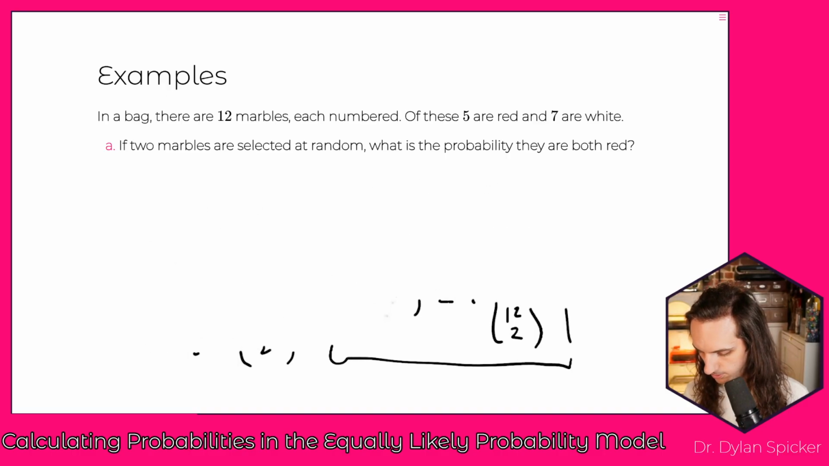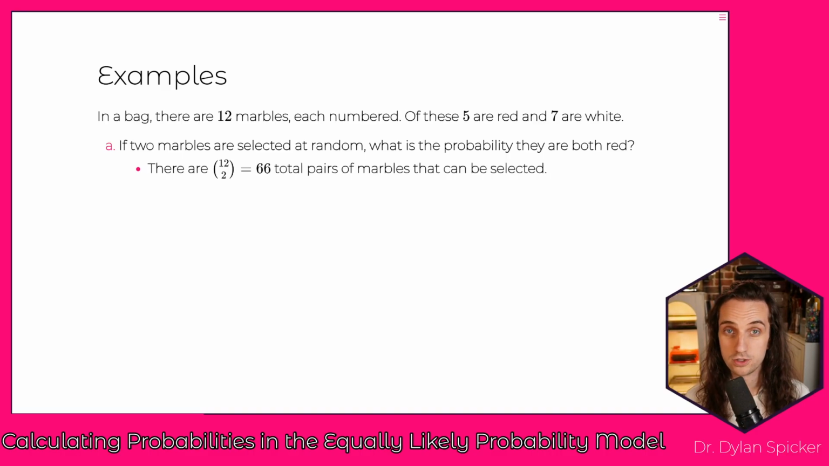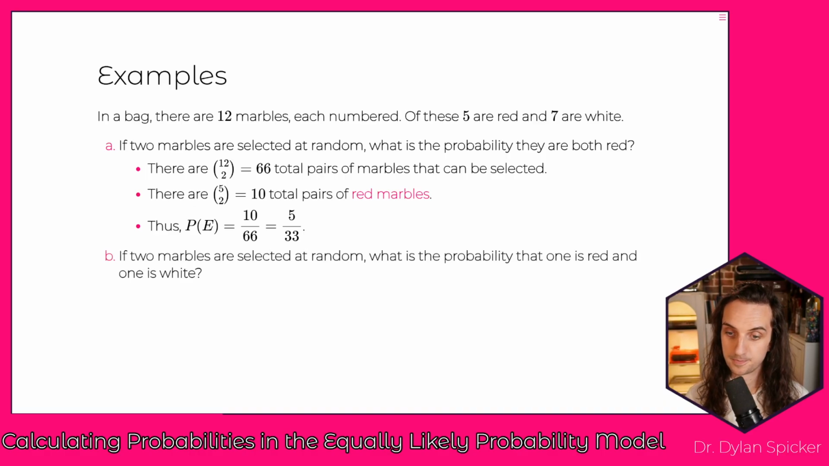Okay, and so if we walk through that argument again, there are 12 choose 2, which is 66 total pairs of marbles that can be selected. There are 5 choose 2, which is 10 total pairs of just red marbles. And so then 10 out of 66, or 5 out of 33 ways of choosing 2 red marbles out of all of the total ways that we can choose the marbles. So the probability is 5 on 33.